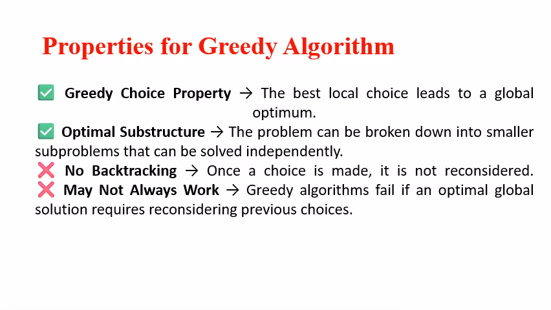Okay, they are. First one is greedy choice property. The other one is optimal substructure. What does greedy choice property say? Greedy choice property always says that the best local choice leads to global optimal. So whenever you are in a particular stage, in front of you there are many solutions.